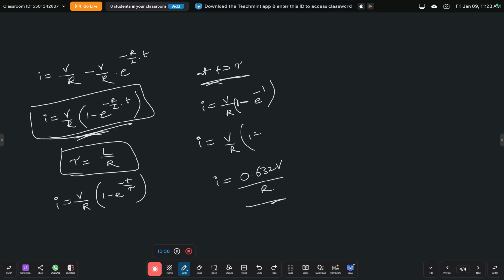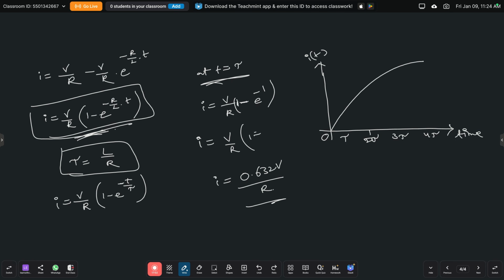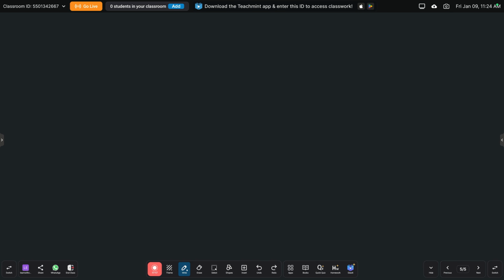And if we take the graph for this, we get it like this. Initially, we take current I of t, and here this is the time. So here 0, the times may be t, tau, 2 tau, 3 tau, 4 tau, like this. It increases like this, and here this is the maximum value. So this is the transient response of a series RL circuit. In the same way, we now find the transient response of a series RC circuit.